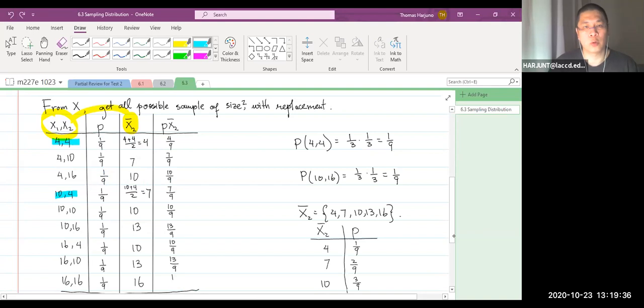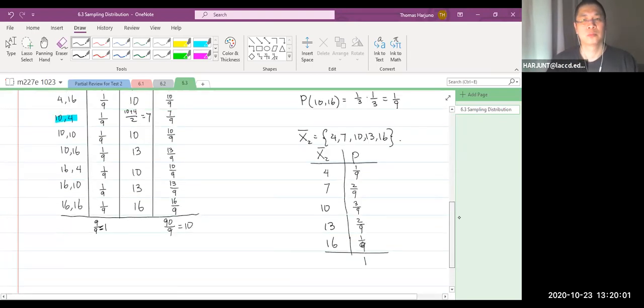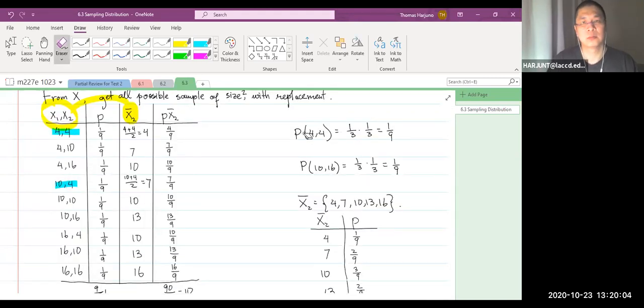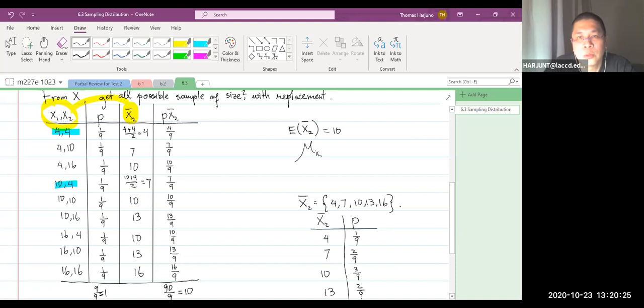Now, this is where it gets more confusing. When I add these numbers here, we get 90 over 9. Oh, to add those numbers, okay, not hard. But what does it mean? What does this 10 represent? This 10 represents the expected value of X bar. So the expected value of X bar is 10. Or we usually write it as the mean of X bar is 10.